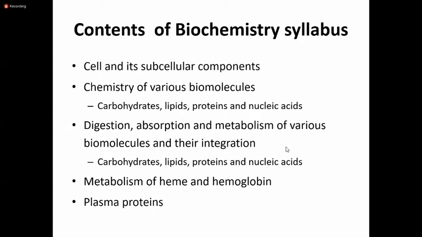It's only humans. So you have to know about the structure of human cells and its subcellular components. That is the first part. Next important part is chemistry of various biomolecules. Since the subject is biochemistry, we have discussed in the first class what biochemistry is. It is the chemistry of biological systems. So chemistry of various biomolecules you have to learn first.